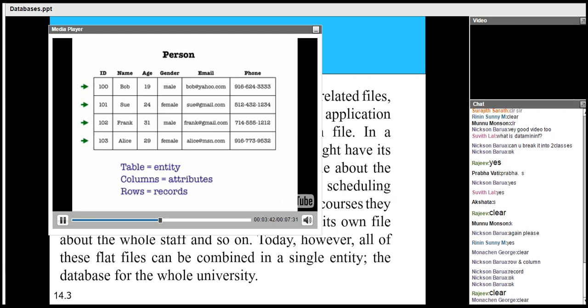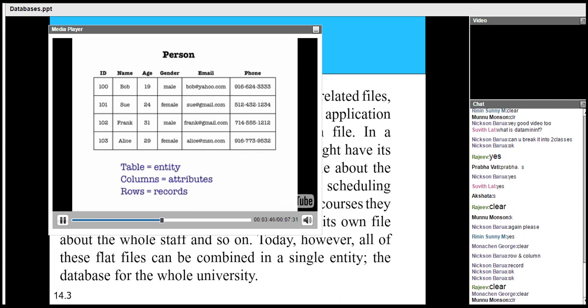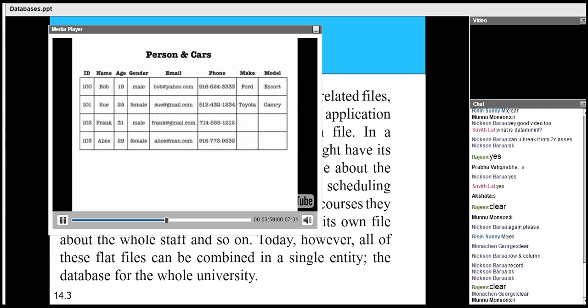Now I'm playing it again further. In this case, each row represents an individual person. Let's expand our database to include information about the cars that our people own. We'll describe a car by its make and model, such as Ford and Escort. By adding 2 more attributes to each person, a person is now described by the make and model of the car that they own.